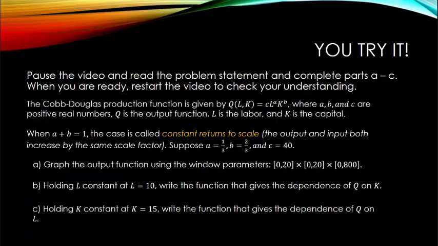Let's suppose that A is 1/3, B is 2/3, and C is 40. Let's graph the output function using the window parameters from 0 to 20 on X, 0 to 20 on Y, and 0 to 800 on Z. Then, holding L constant at L is equal to 10, write the function that gives the dependence of Q on K, and then finally we want to hold K constant at K is equal to 15 and write the function that gives the dependence of Q on L.